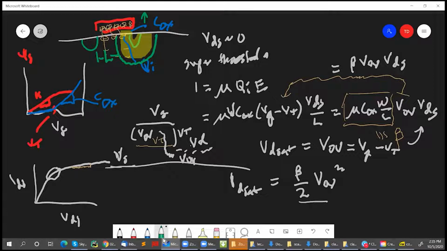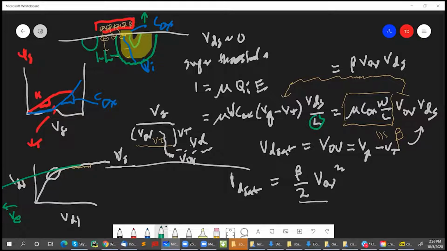And if the channel is shorter, remember you have the 1/L here. If the channel gets shorter, the current gets bigger. And that's true in subthreshold and above threshold. And so we're going to look at some data from that. It's characterized by a certain intercept of this curve. Way back there on this x-axis, there's a so-called early voltage. That's where this linear extrapolation here hits the voltage axis.